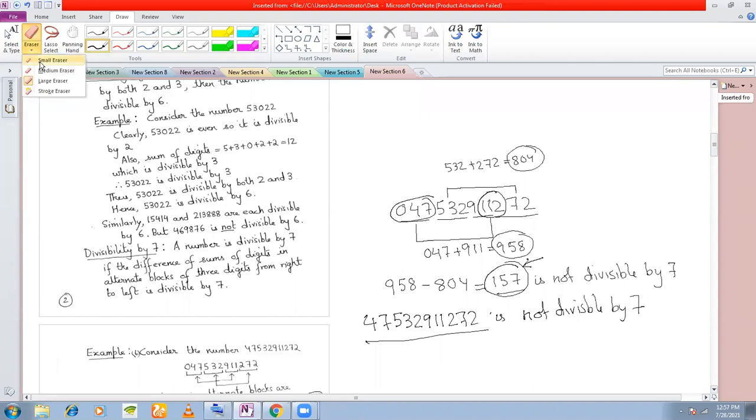Sorry, not this. In fact, 47, 532, 911, 272, and then you have the last group. So this was our block, this was our next block. This is how you should be grouping. The circled ones you will be adding, and the boxed ones you will be adding. Alternate groups.